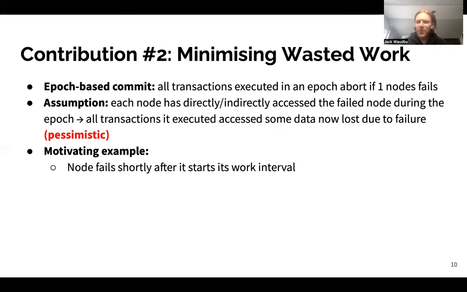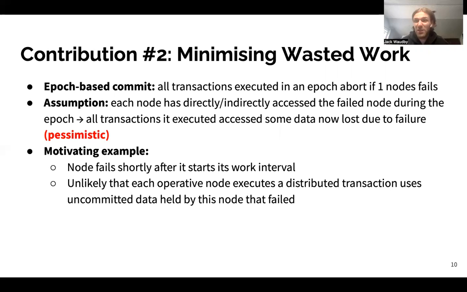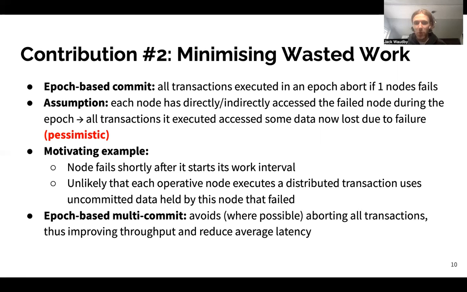Because what happens if a node fails shortly after an epoch begins? Potentially, it hasn't yet processed any distributed transactions. In that case, it's pretty unlikely that the remaining operative nodes have executed a distributed transaction that used some of the uncommitted data held on the node that failed. So this is where multi-commit comes from, which tries, where possible, to avoid aborting all of the transactions in the epoch, so we can hopefully get a gain in throughput and a reduction in average latency.